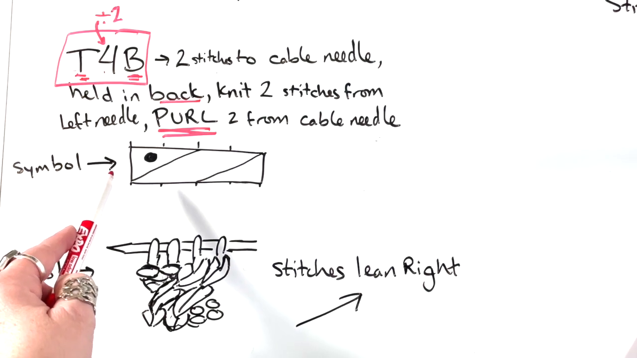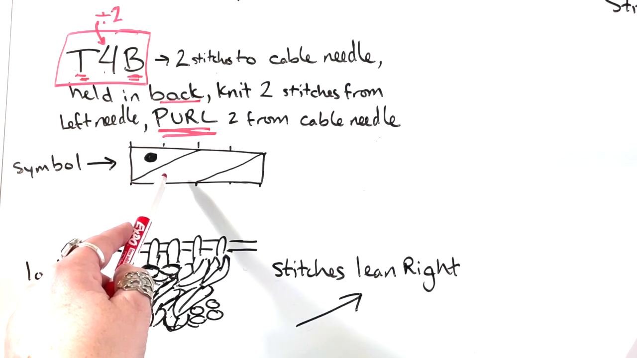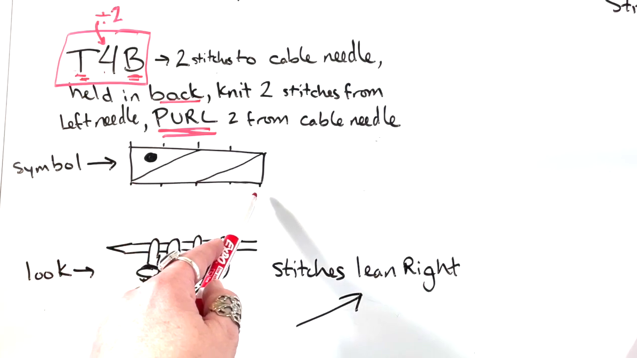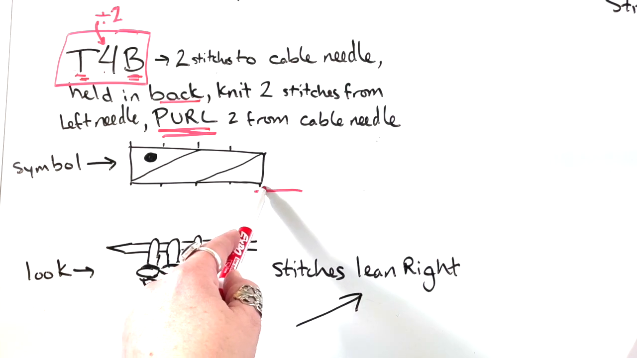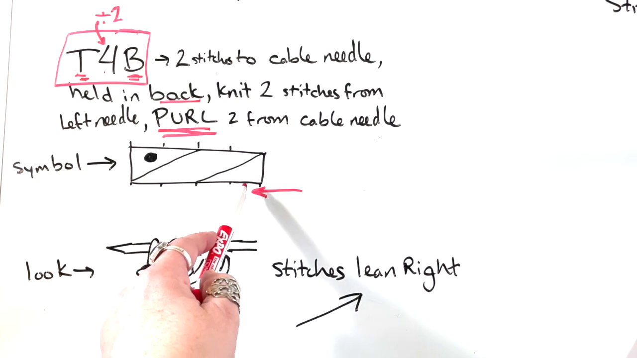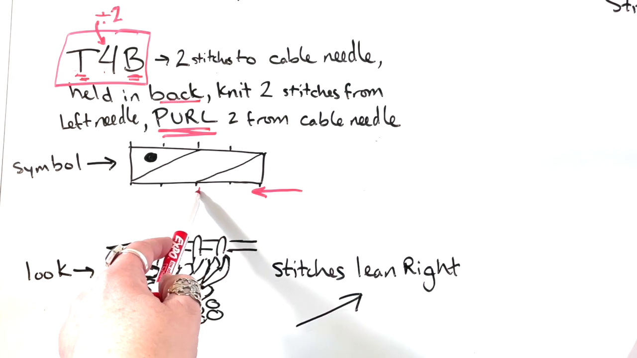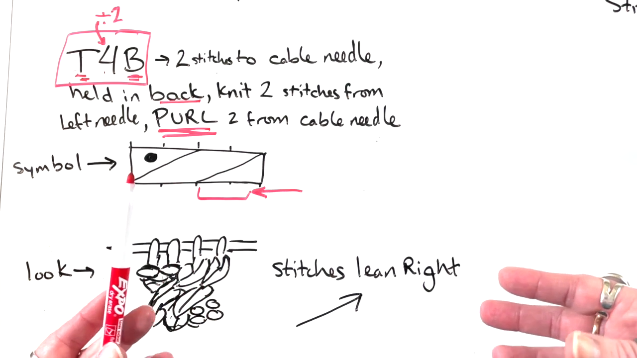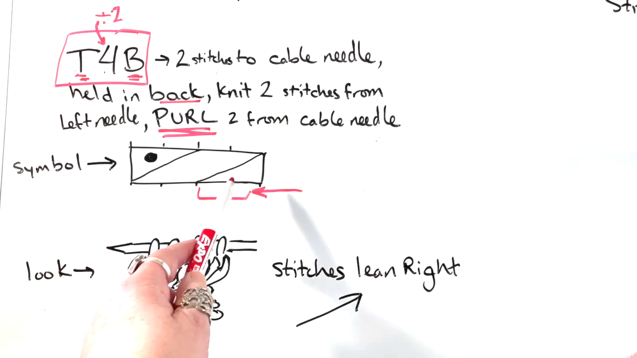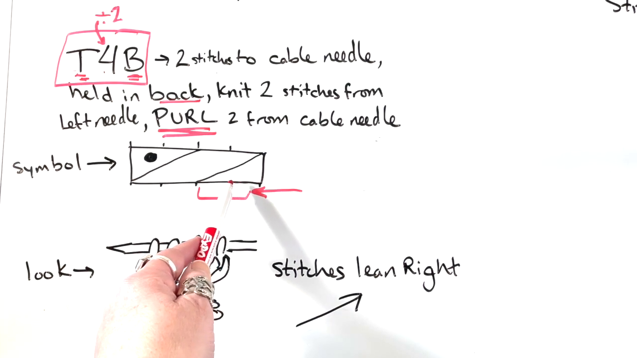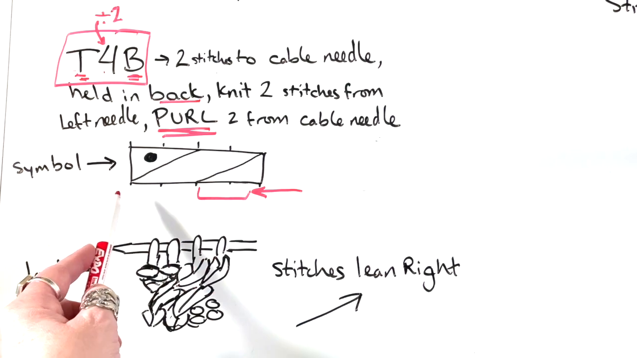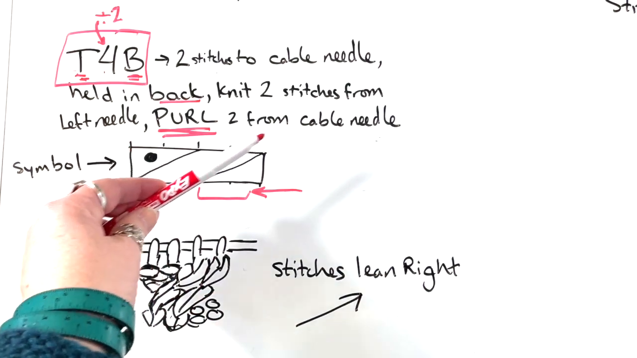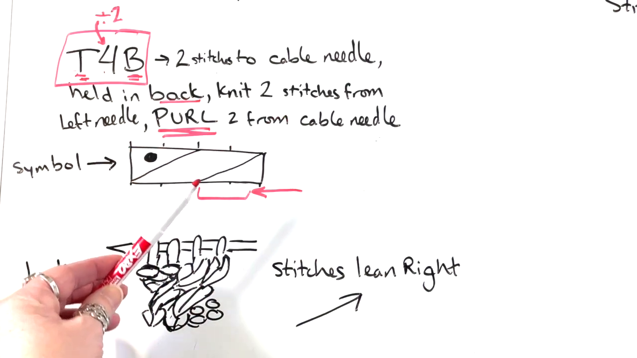So a symbol for a twist, this is one where you're holding the stitches in back. So remember, you'll be reading a chart in this direction. You will come to this symbol, and the first 2 stitches, the bottom of this box, we can say is what you're going to do with your cable needle. You're going to take the first 2 stitches and put them in back, because these second 2 stitches will be what's in front.